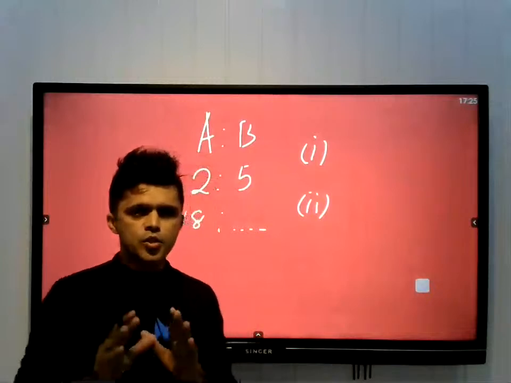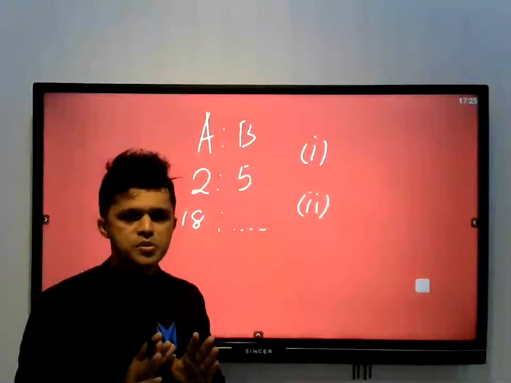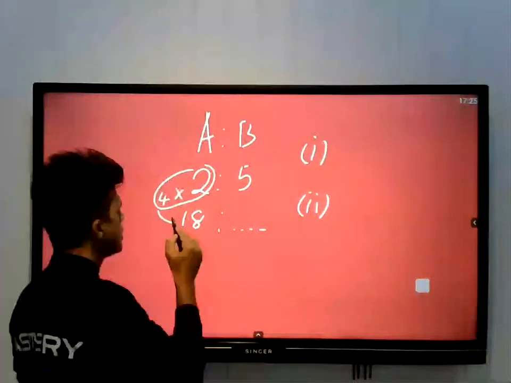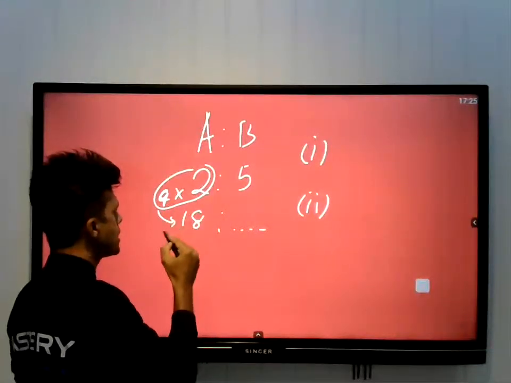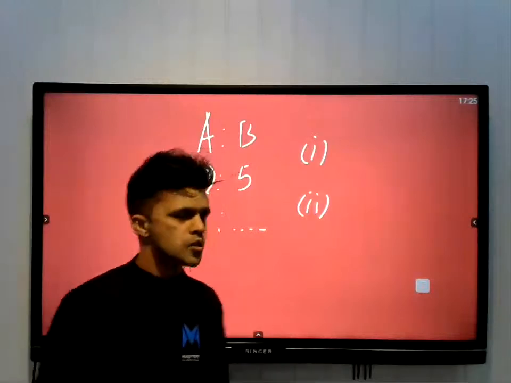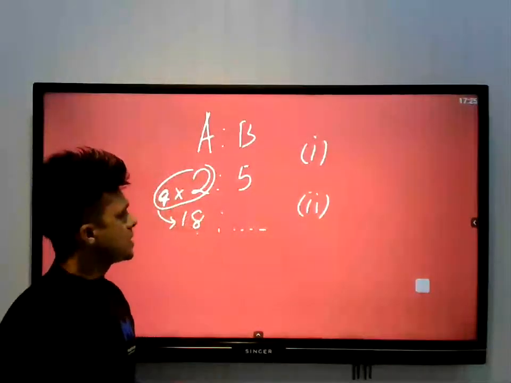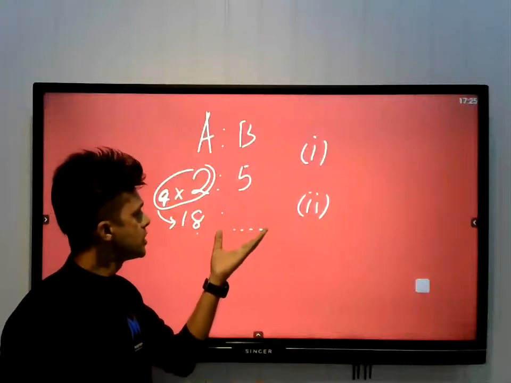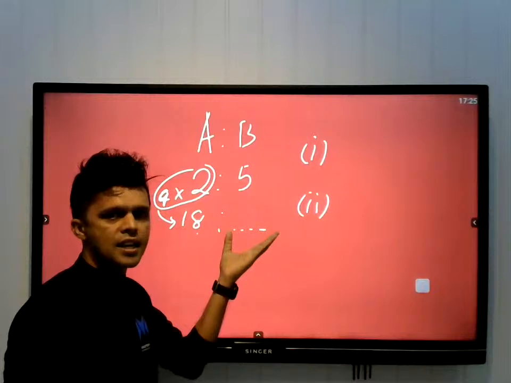Here it's able to get the equivalent ratios, using the knowledge of equivalent ratio. 2 times 9 is 18. Then it's able to get the value of B as well.